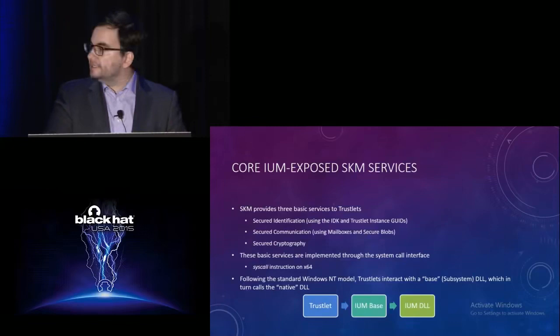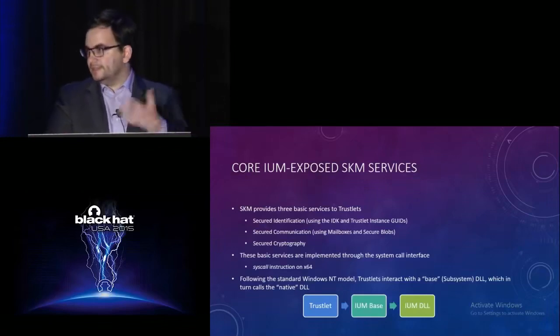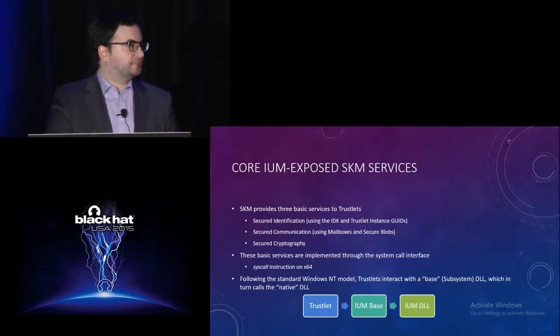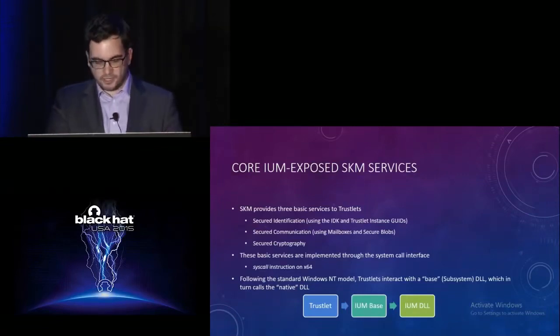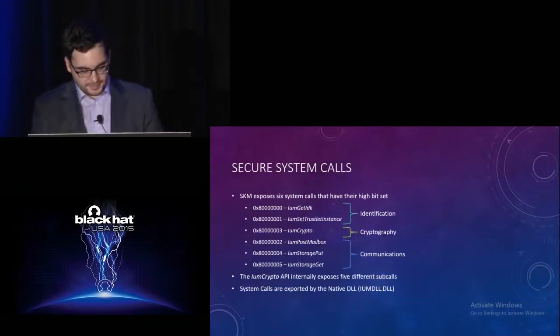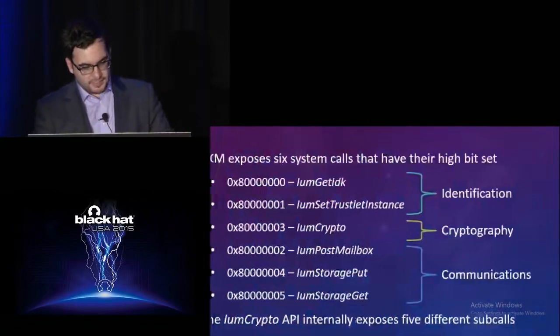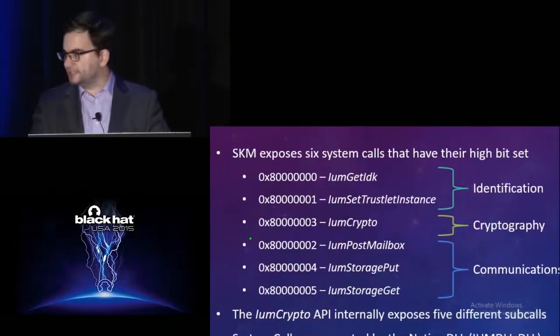And the trustlet basically doesn't do the system calls directly, just like a Windows application doesn't do the system calls directly. There is a base library that implements some APIs. Those APIs then call the low-level library, which is the IUM DLL, and then it does the system calls. Just like a normal application has kernel32, which then calls NTDLL, which then does the system call, the trustlets work in the same way. And so there's 6 system calls that are provided. These are the indexes for them. So there's a system call to get the identification key and to set your instance.